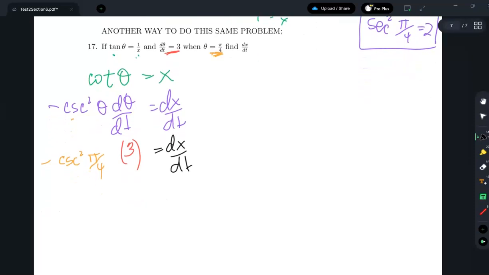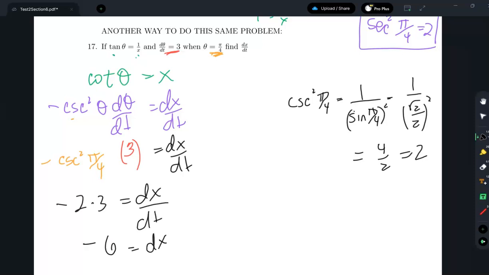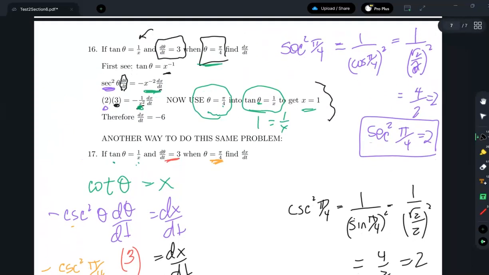So let's think about what this will give us. So cosecant squared of pi over 4 is really similar to what I just did, right? So sine of pi over 4 squared, that's going to be 1 over root 2 over 2 squared. So it's going to be a 4 over 2. It's a 2. So I get a negative 2 times a 3 is dx over dt, so negative 6. So you can choose to do it either way. I'm just going to suggest that this way is a little simpler.